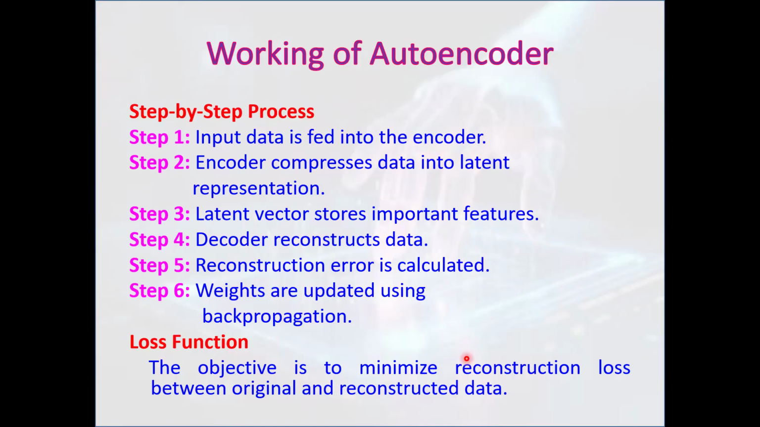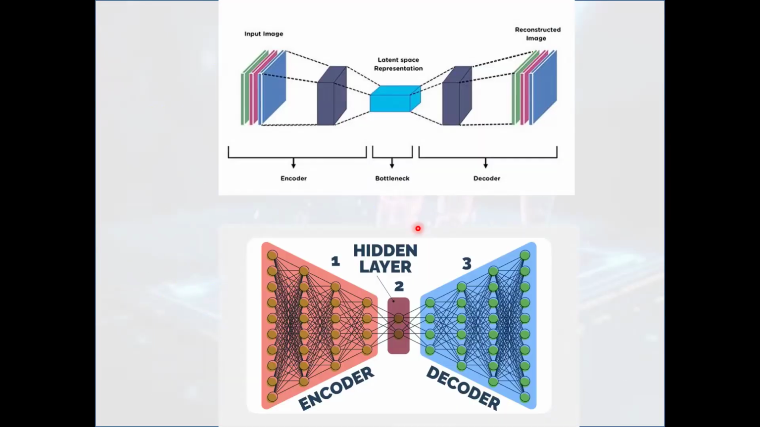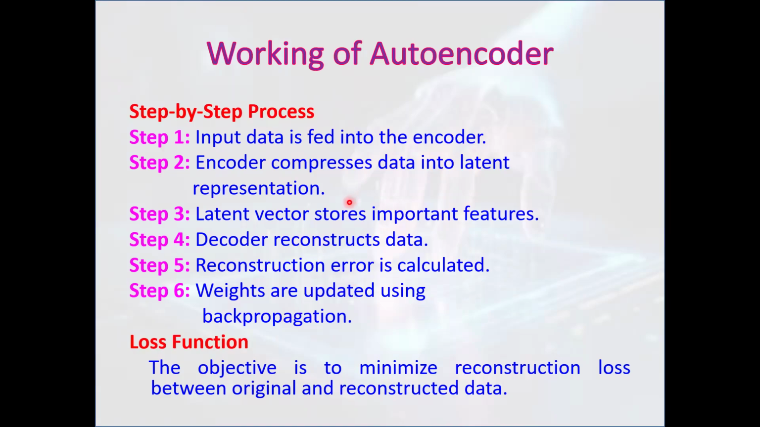And the working of the autoencoder: the first step is the input data is fed into the encoder. The process begins by supplying input. Here we are giving the input data to the encoder. The input may be images, text, audio, or other forms of structured data. Next, the encoder compresses the data into a latent representation. The encoder extracts the important features and converts the input into a lower dimensional latent vector.